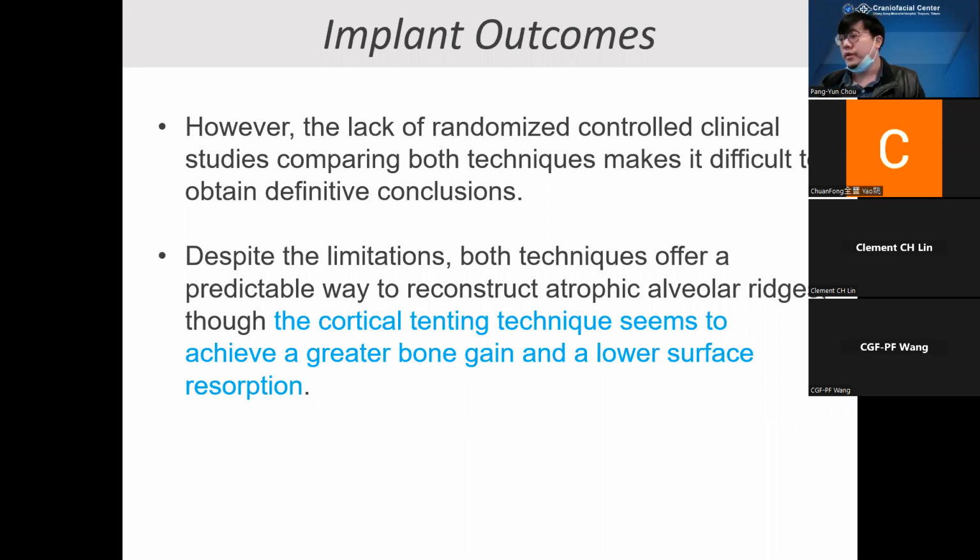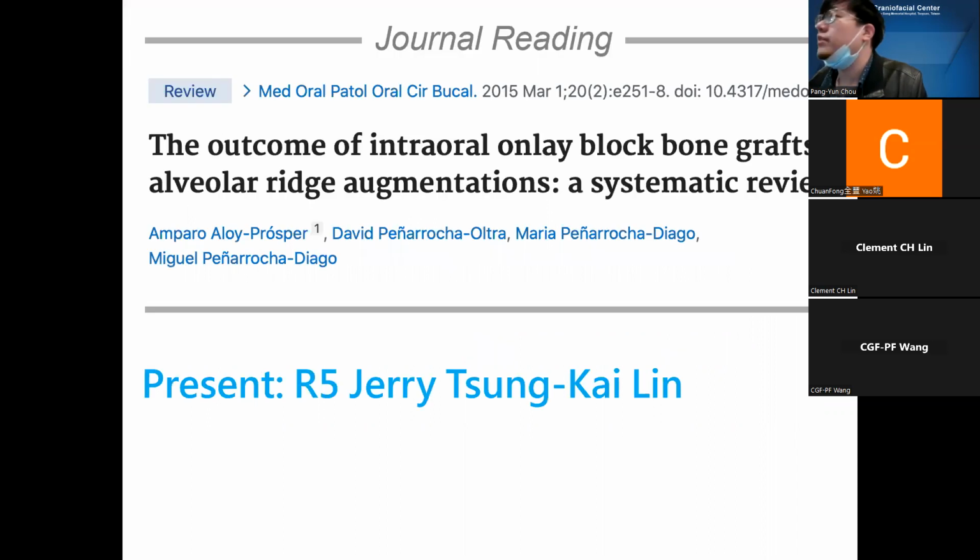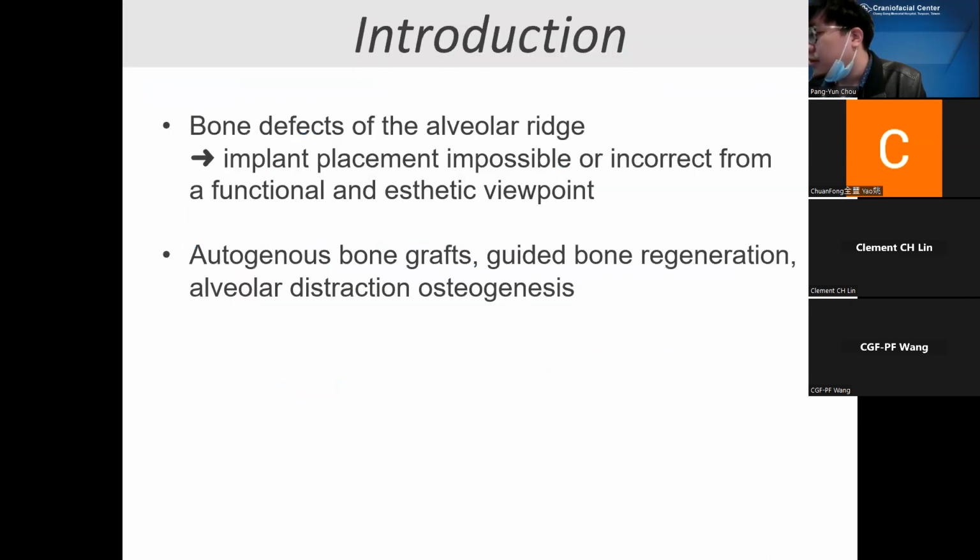Okay. And I'm presenting another similar article of the same author, which reports the outcome of intraoral onlay bone grafts on alveolar ridge augmentation, and it is also a systematic review. Localized or generalized bone loss of the alveolar ridge, probably due to atrophy, periodontal disease, and trauma sequelae, may render implant placement impossible or incorrect from a functional and aesthetic viewpoint.